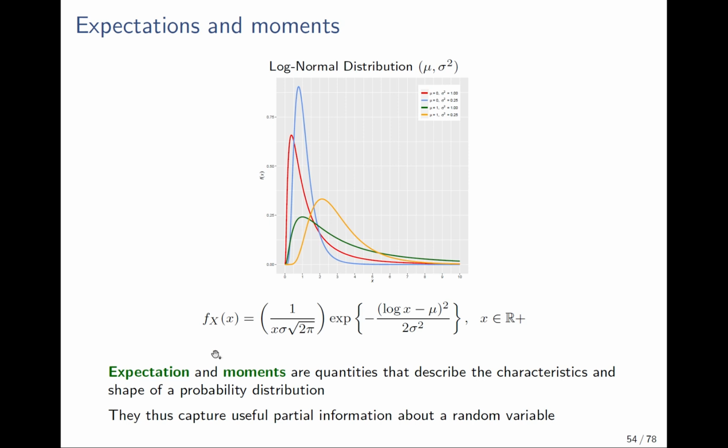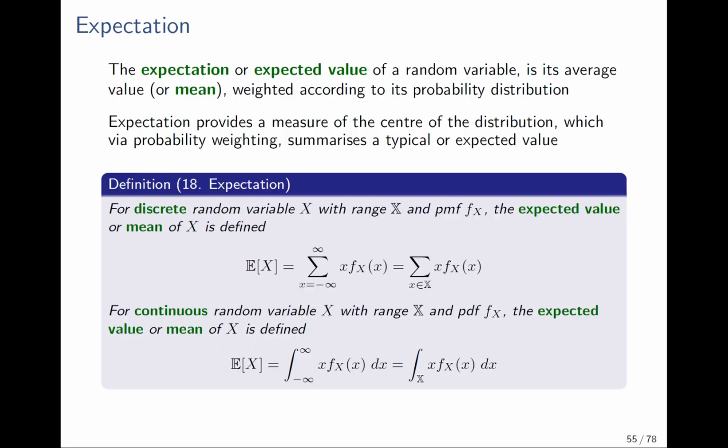The way we do that is through quantities known as expectations and moments, quantities that allow us to describe the characteristics and shape of probability distributions. What they're trying to do is capture useful partial information about a random variable, and we'll look now at some specific examples, dealing first with the concept of expectation and then moving on to that of moments.